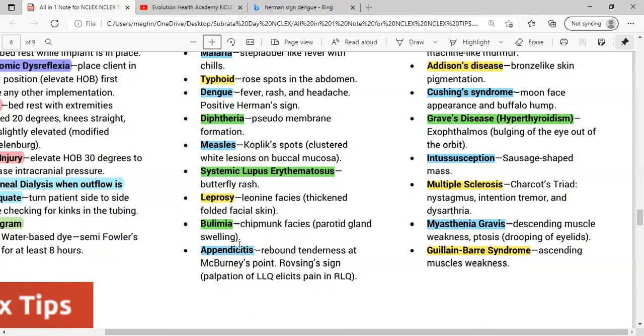Appendicitis means inflammation of the appendix. If you check the abdomen, we find rebound tenderness at McBurney's point. Also, Rovsing's sign is positive: if you palpate the left lower quadrant, it elicits pain in the right lower quadrant.